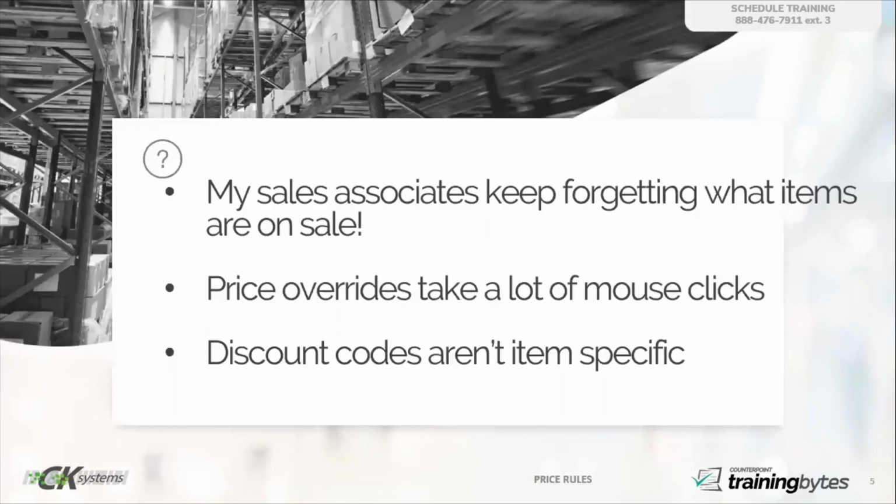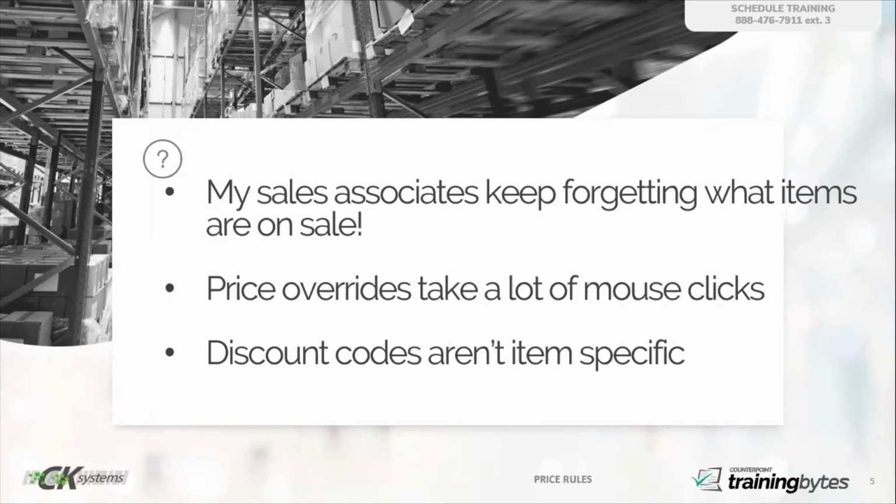We all know at point of sale, on the fly, your sales associates can do price overrides and transaction discounts. But those price overrides do take some mouse clicks because you have to click on the price override button. You have to typically either change the percentage discount or the dollar discount, and typically, depending on your configuration, select a reason code for that price override.